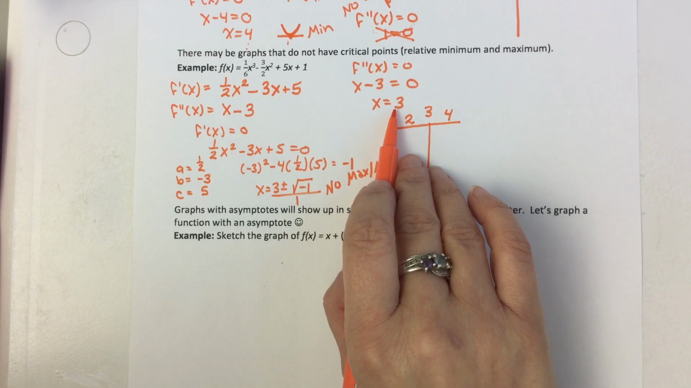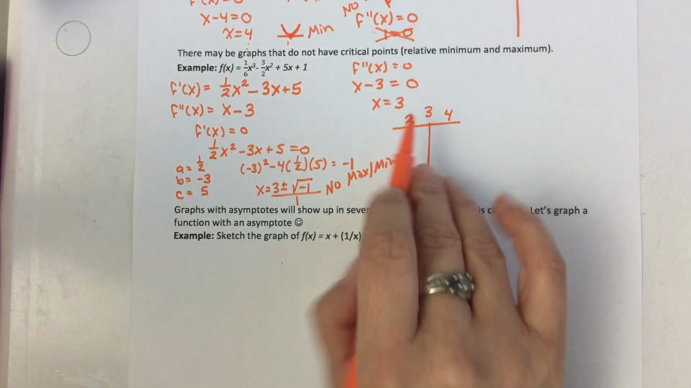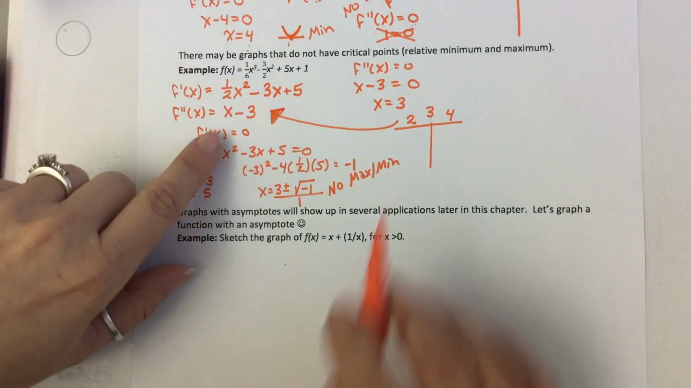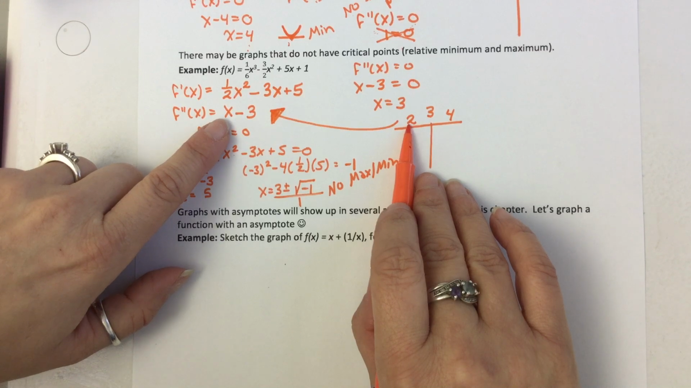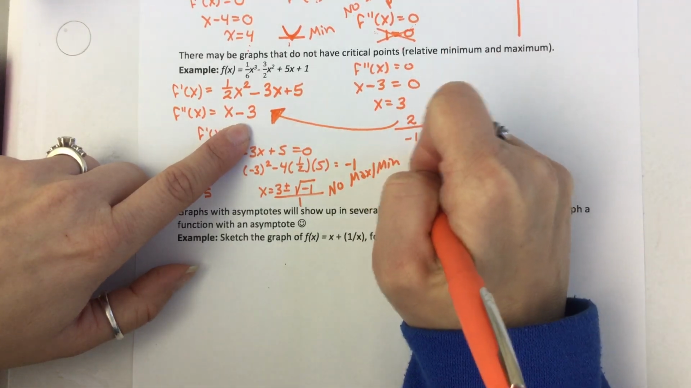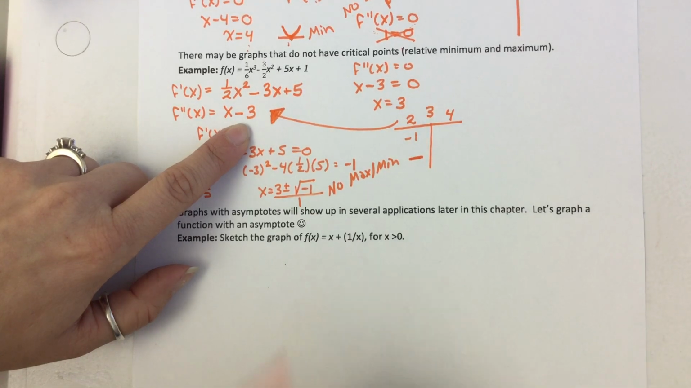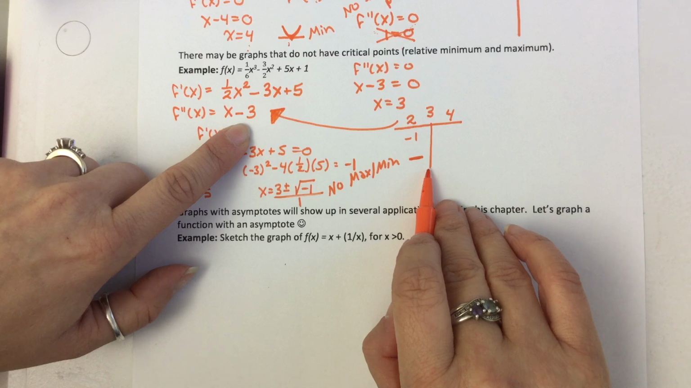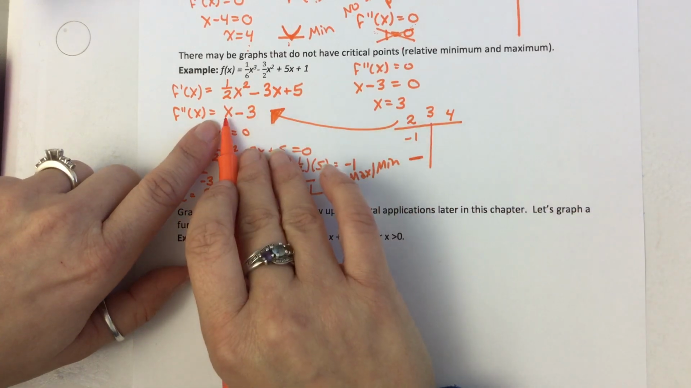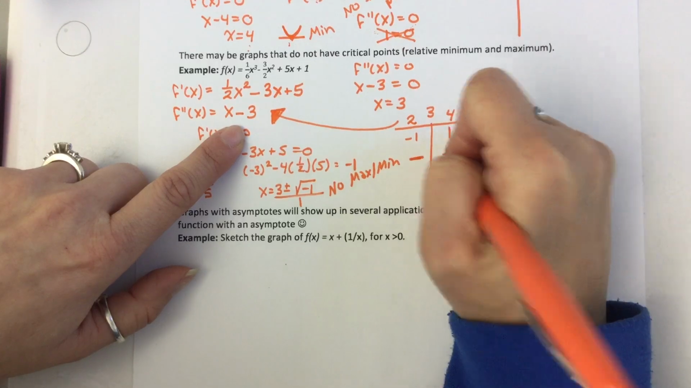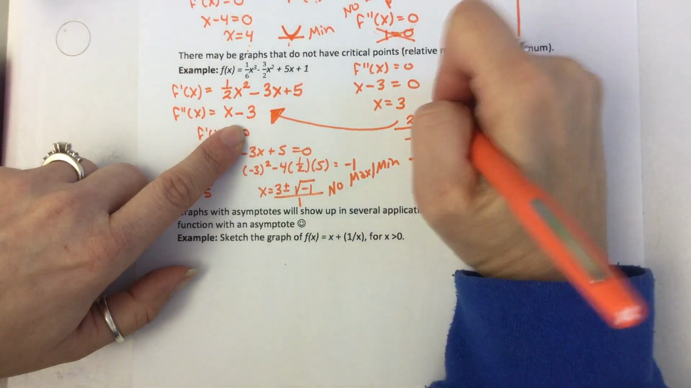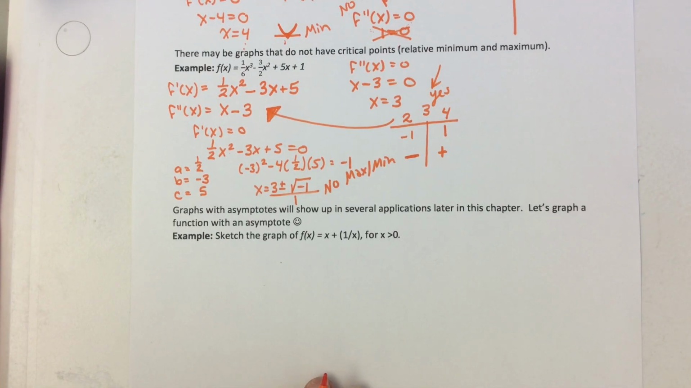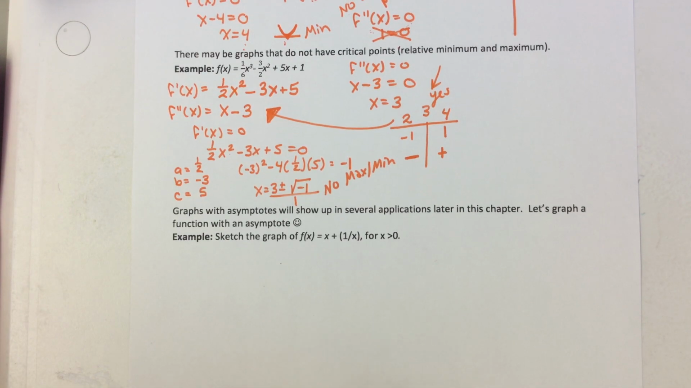In order to check concavity, you have to put these values into the second derivative, because we're checking for concave up or concave down. If I put in a 2, 2 minus 3 is negative 1, so it's concave down at that point. 3 is where it's not concave up or concave down. If I put in a 4, 4 minus 3 is positive 1, so at that point it's concave up. So yes, at 3, that's where the concavity changes. Again, this is to see if it's an inflection point.